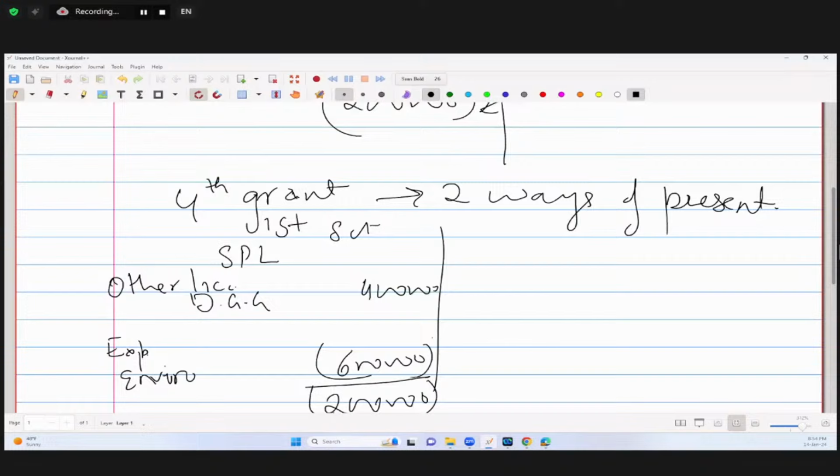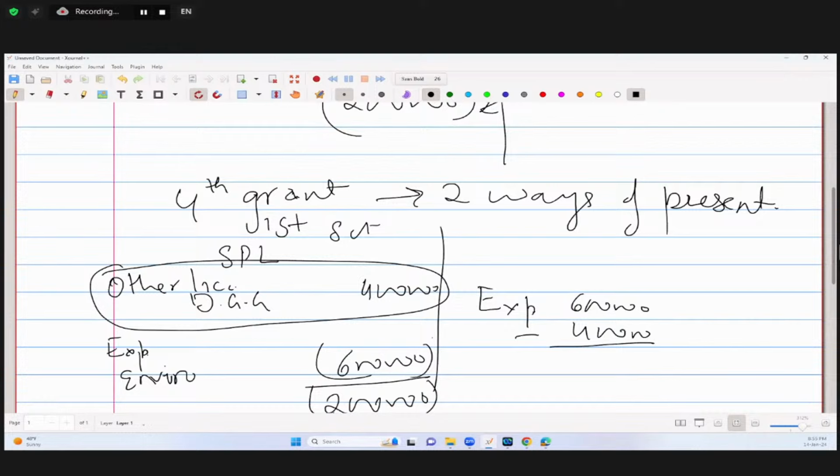Second way is, instead of mentioning it as other income, only go to expense part. And in expense part, you reduce your 6 lakh expense with receipt of 4 lakh grant and whatever comes, 2 lakh net expense, that you represent in your statement of profit and loss. Your impact is going to be same. But this is the manner of presentation which is going to change.